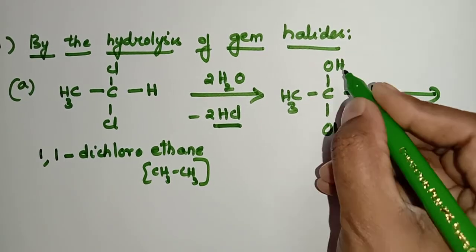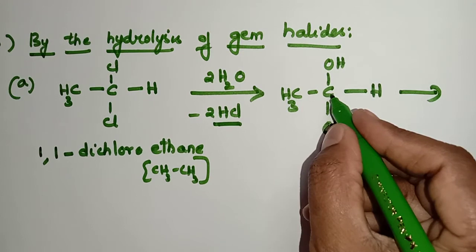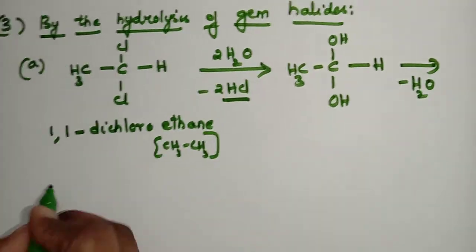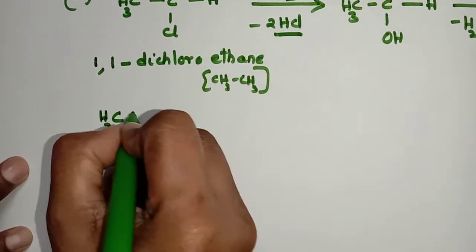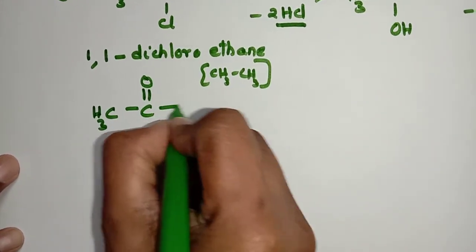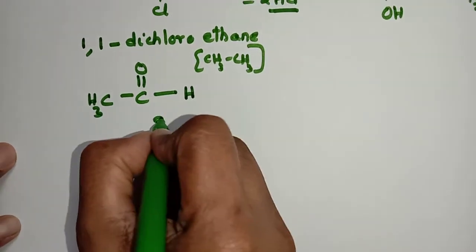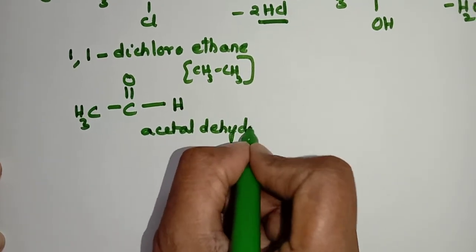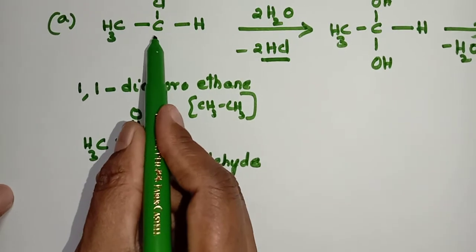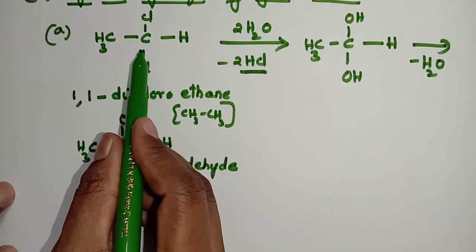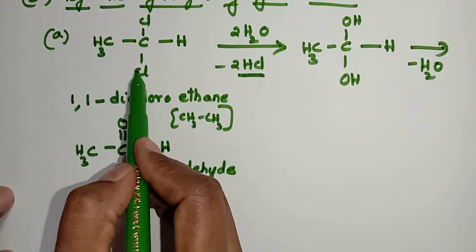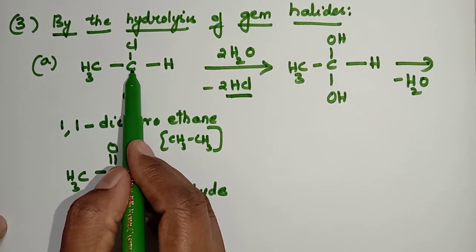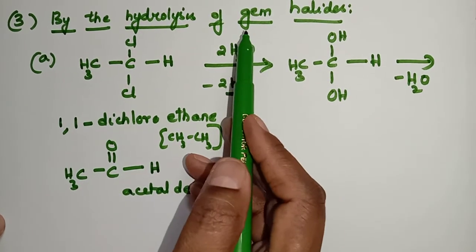And you know 2 OH groups on the same carbon are unstable. So what comes out? H2O comes out, and what remains? CH3 C double bond O H. This is called acetaldehyde. So taking gem halides, what is a gem halide? The 2 halogens present on the terminal carbon, that is the last carbon, is called a gem halide.